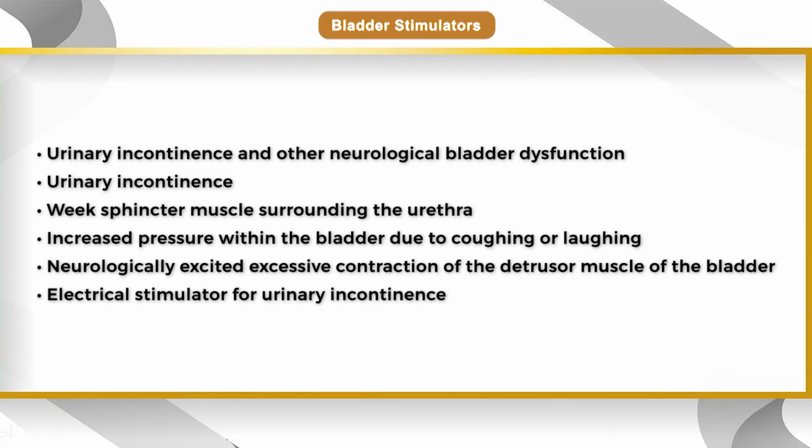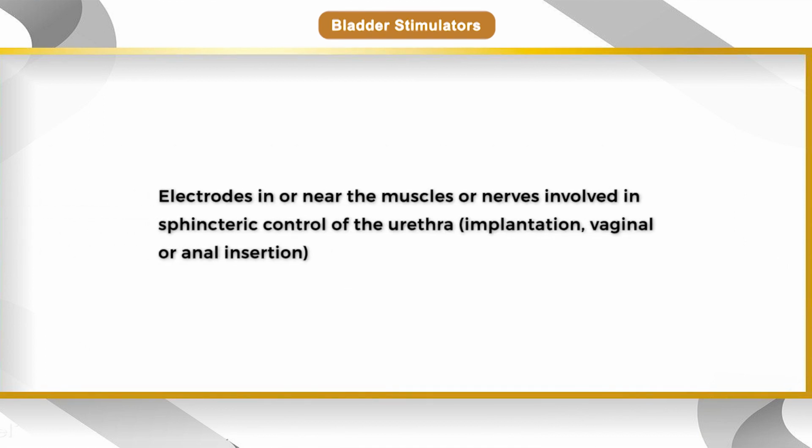Bladder stimulator is used for urinary incontinence and other neurological bladder dysfunction. Urinary incontinence: weak sphincter muscles surrounding the urethra, increased pressure within the bladder due to coughing and laughing. Other issues like neurologically excited excessive contraction of the detrusor muscles of the bladder. Electrical stimulators for urinary incontinence use electrodes in or near the muscles or nerves involved in specific control of the urethra.